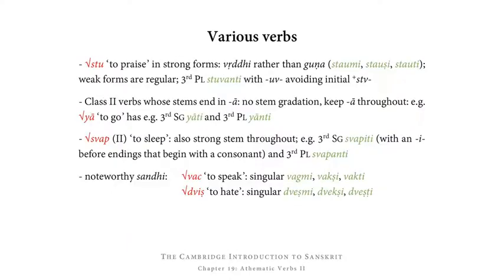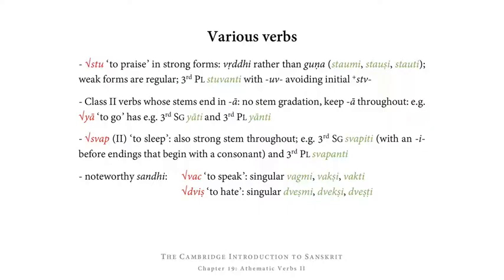We are almost done now, just a few more brief notes on various verbs. Now stu, which is class 2 and means to praise, has strong forms and weak forms as expected, but the strong forms do not stand in guna, but they stand in vriddhi. So the singular of stu would be staumi, staushi, stauti, not stomi, stoshi, stoti as we might expect. The weak forms are regular. Note that in the third plural, we don't get stu plus anti, stvanti, but instead we get stuvanti, which simply is easier to pronounce.